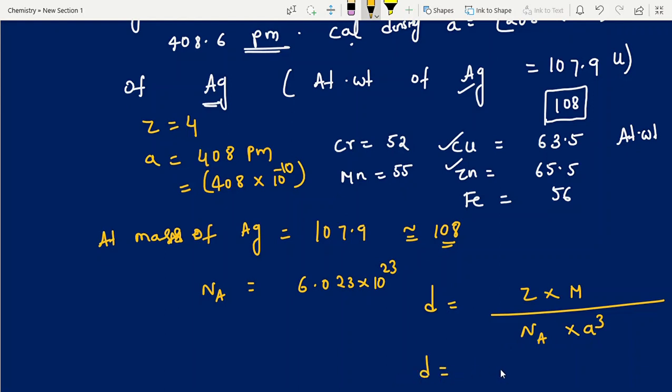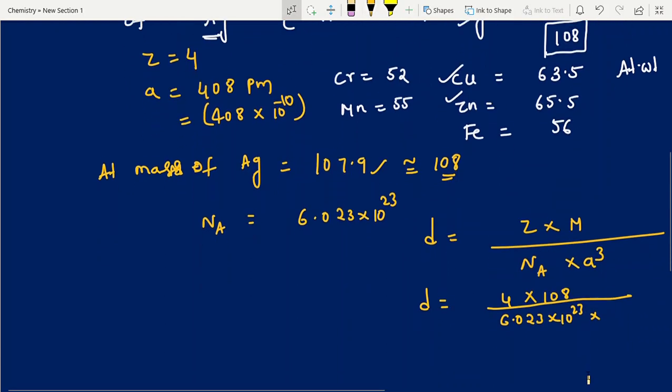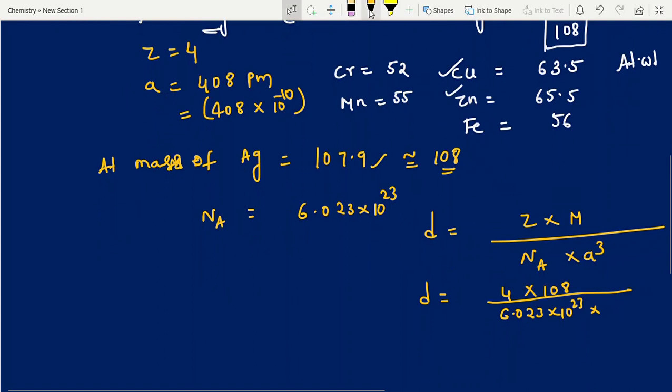What about Z? 4. Mass how much? 408 by Na. How much? 6.023 into 10 to the power of 23, into what is this, students? Most of the students are feeling tricky here. 408 into 10 to the power of minus 10, whole cube. Don't forget this one, whole cube. Then you can solve this question.